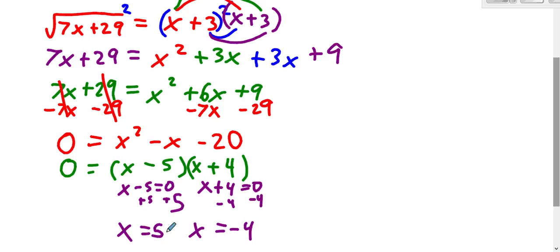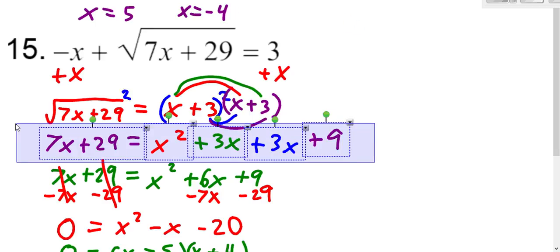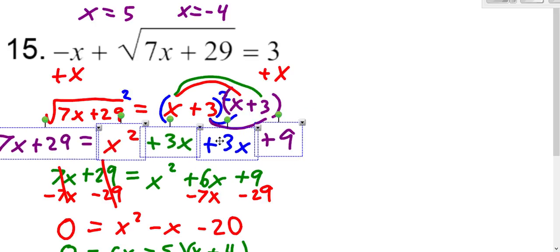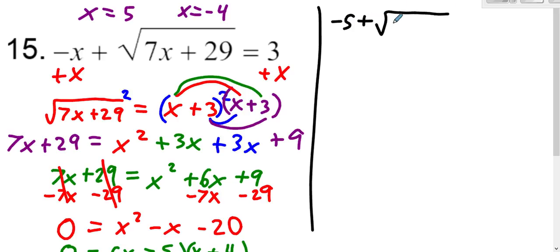So plug in the 5 and the negative 4. 5 and negative 4. I'll write them up here. And we're going to check them out. So when we plug in the 5, you get negative 5 plus square root of 7 times 5 plus 29 equals 3.